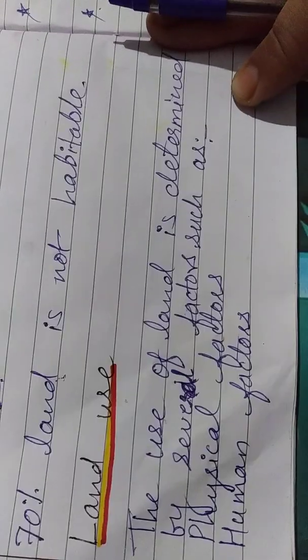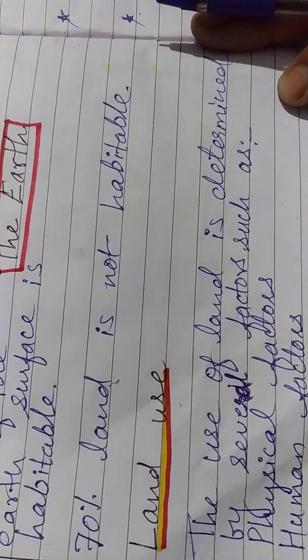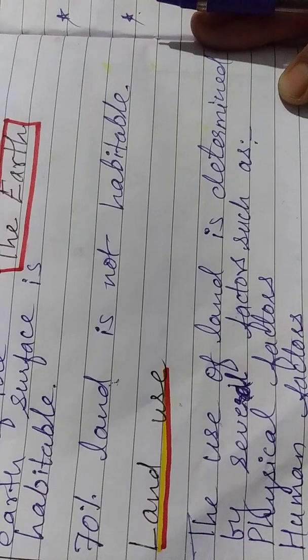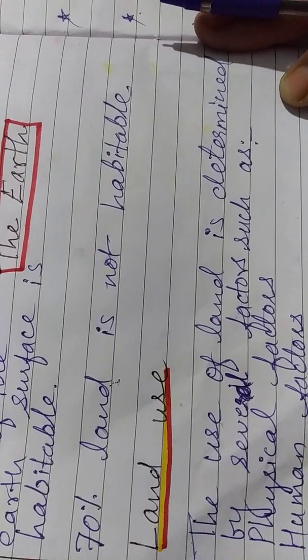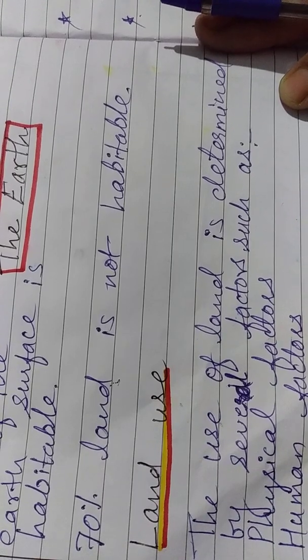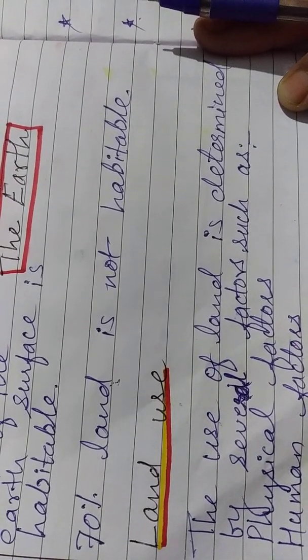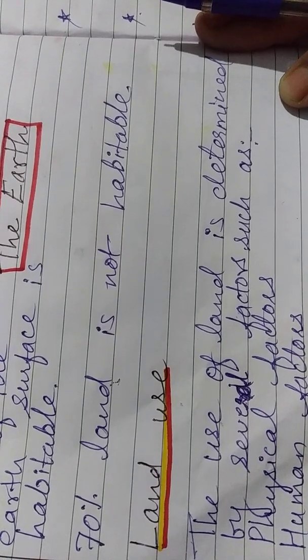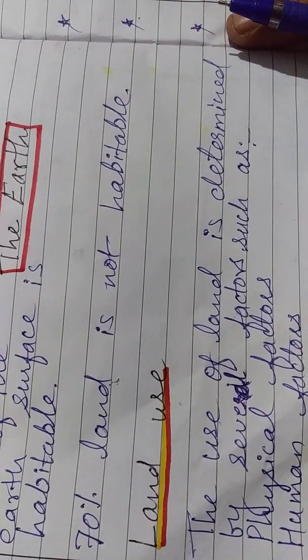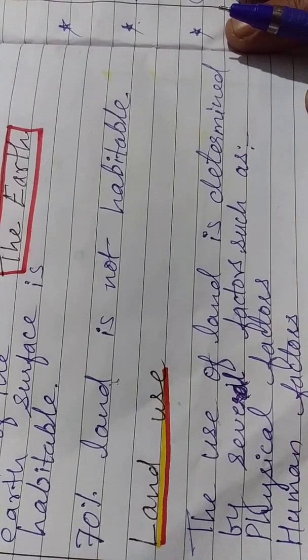In physical factors, the soil, climate conditions, availability of water, topography and minerals affect land use. And human factors are population and technology. These two are important factors. They are determinants of land use patterns. Topography means the detailed map of the surface features of the land.